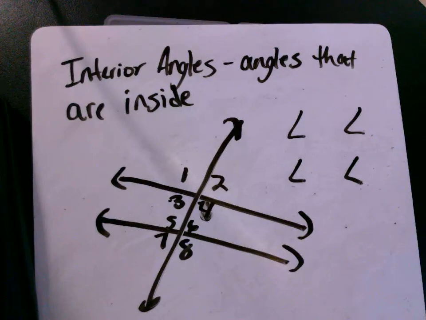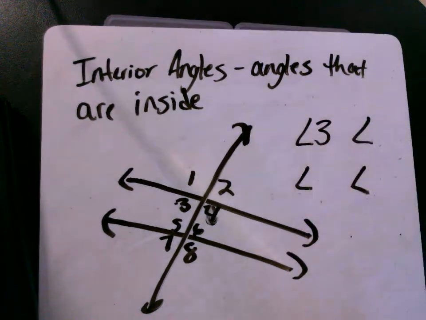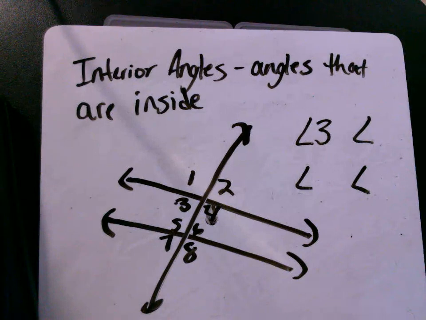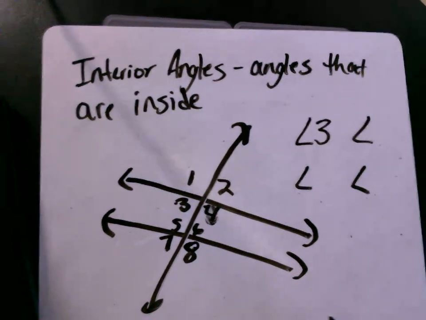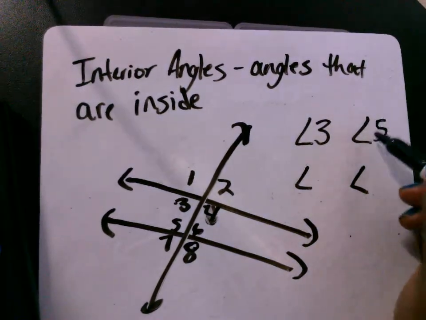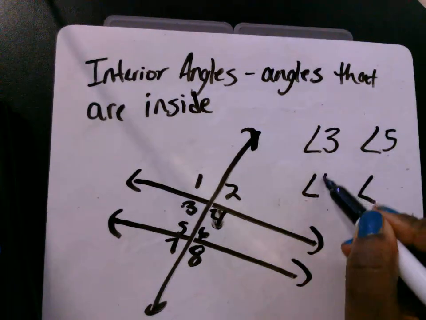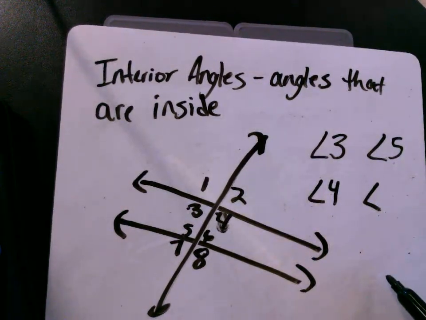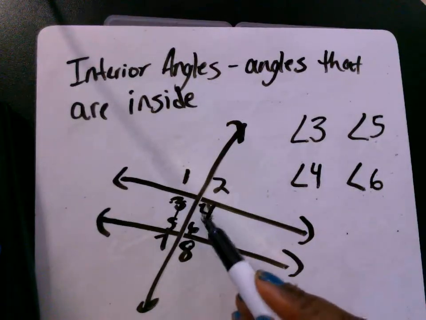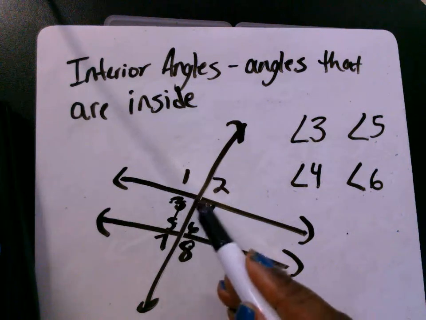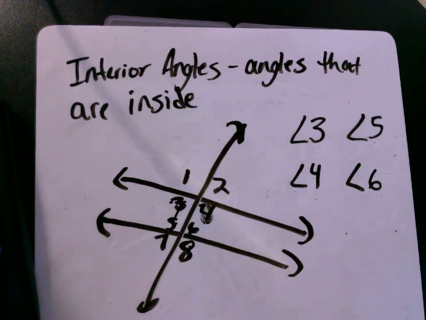Which angles are the interior angles? Give me one, Haley. 3 is an interior angle. Very good. Yes, Ricardo? 8. No, not 8. Try again. Angles that are on the inside. 8 is on the outside. Do you see? 8 is on the outside. 5 is on the inside. What else? 4 is on the inside. And what's the other? 6. These are my interior angles. These are the angles that are on the inside. Okay.